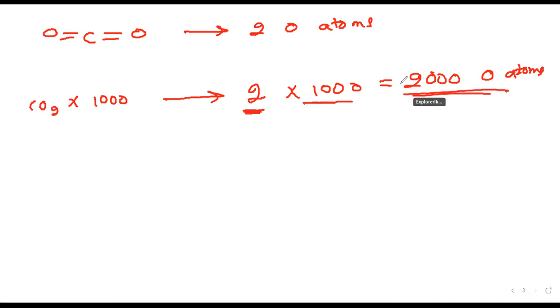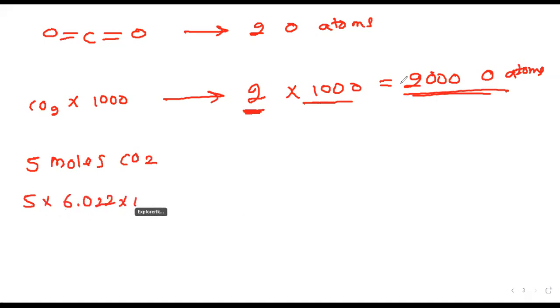They ask us to take 5 moles of carbon dioxide. How much? 5 moles of CO2. Moles means 6.022 times 10 to the power 23 molecules of carbon dioxide. So one molecule contains how many? 2 oxygen atoms. How many molecules? 5 moles.